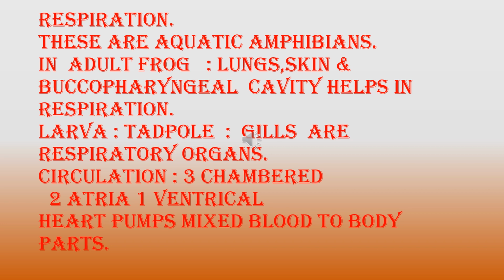And in amphibians, the heart is three-chambered. Two atria are present on the anterior side and one ventricle on the posterior side. The heart pumps mixed blood to body parts. The two atria receive deoxygenated blood and oxygenated blood. Both types of blood are mixed in the ventricle and pumped to all the parts of the body in amphibians.